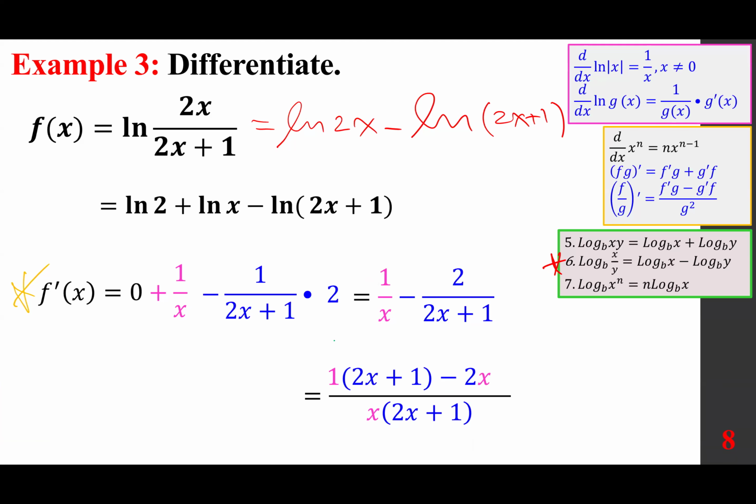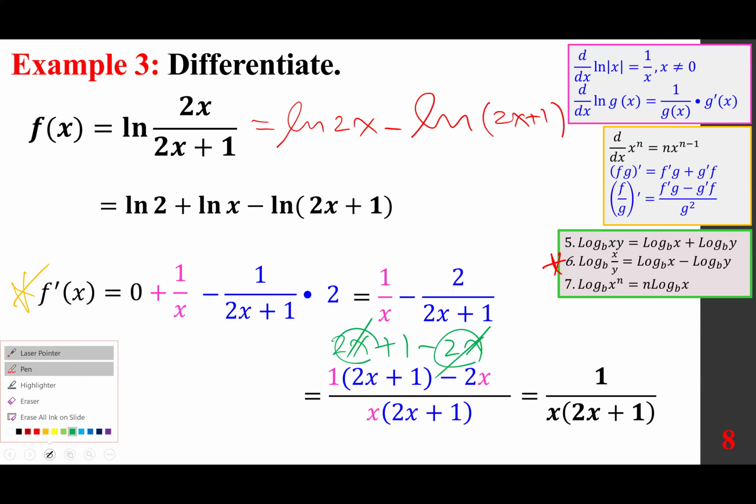We get 2x plus 1 minus 2x. These two cancel each other. And that's the final answer: 1 over x times 2x plus 1. Again, a quick recap, everybody.